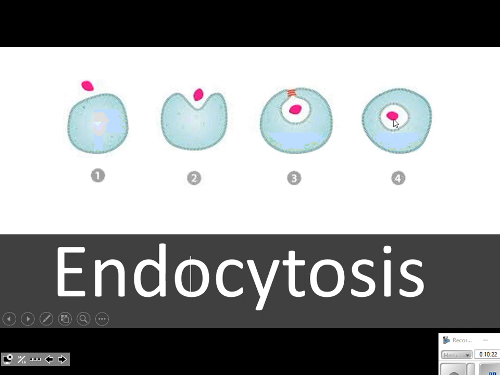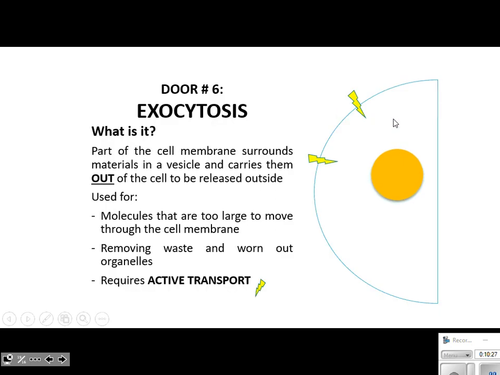Okay? That is endocytosis. Exocytosis is our second one. So go ahead and copy down what you need to on your flip book, and we'll talk about exocytosis when you get that completed.